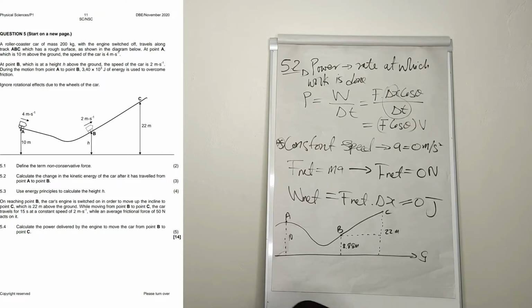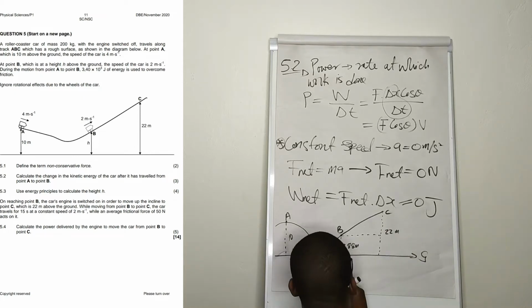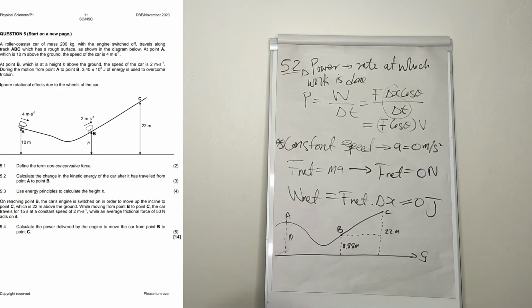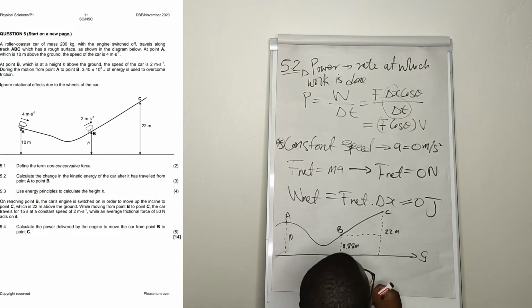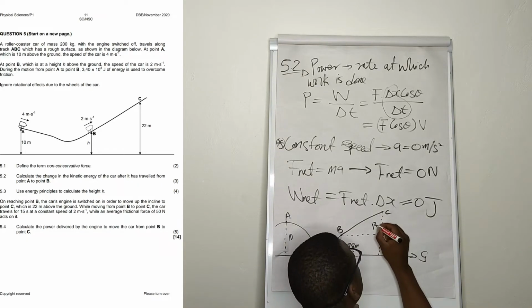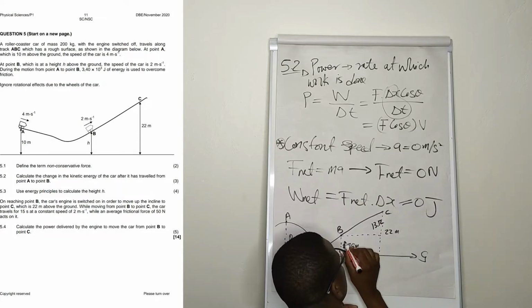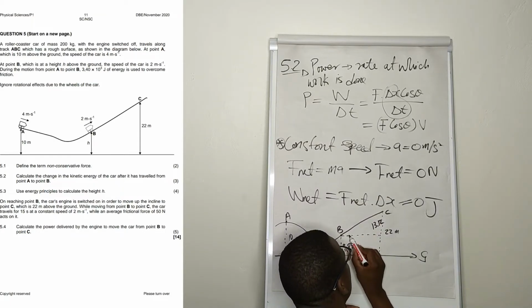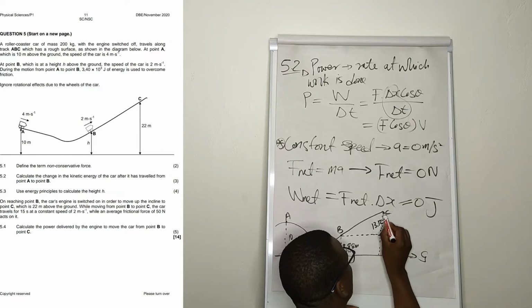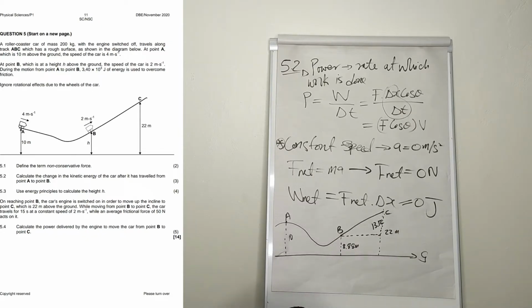So let's continue. To do this, we first find this height here. Our height is 22 minus 8.88, which is 13.12. This is the height here. So this is where we will be working mostly. Now, this does not really matter.